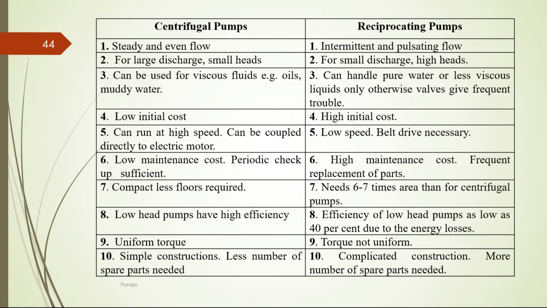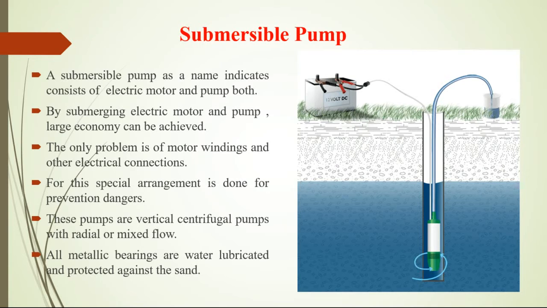In centrifugal pumps, even low head pumps have high efficiency, whereas the efficiency of low head reciprocating pumps can be as low as 40% due to energy losses. Centrifugal pumps require uniform torque, whereas in the reciprocating pump, torque is not uniform. Centrifugal pumps have simple construction and fewer spare parts are needed, whereas reciprocating pumps have complicated construction and more spare parts are needed.